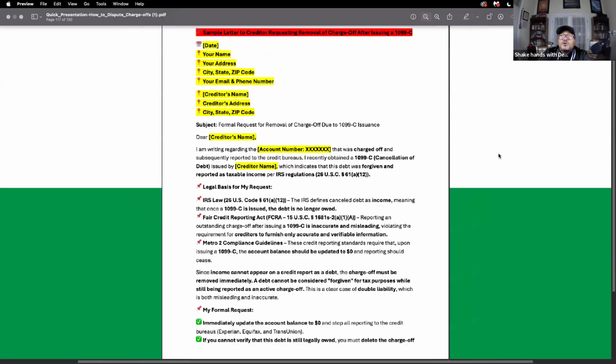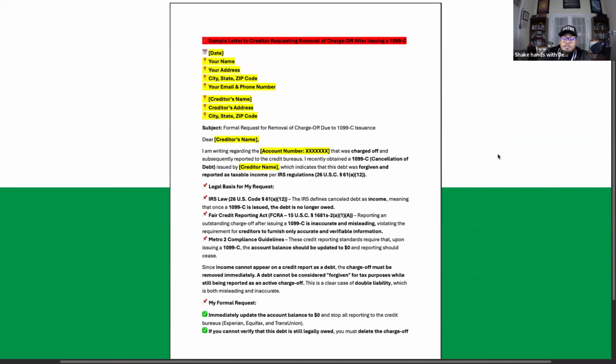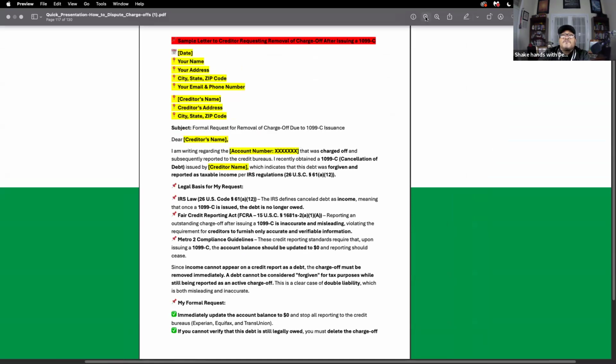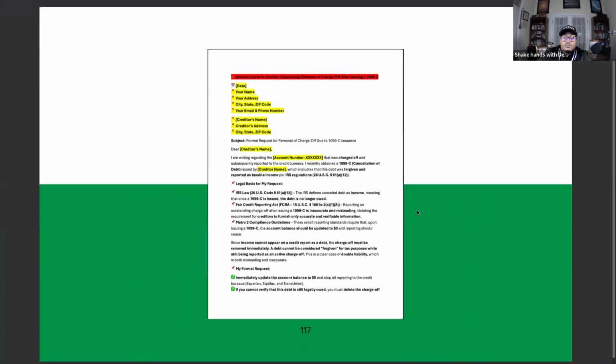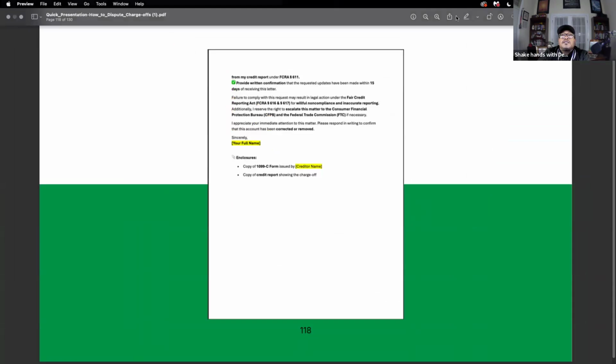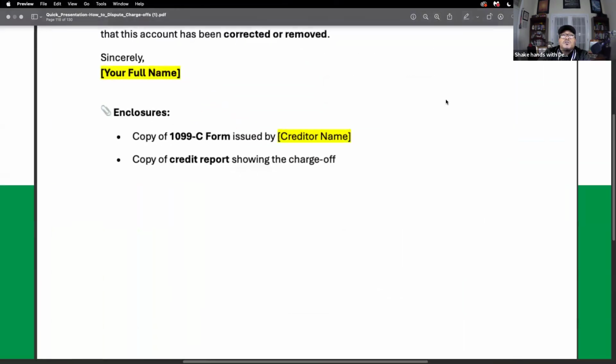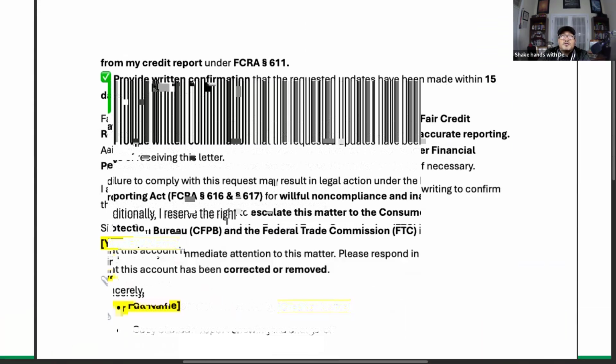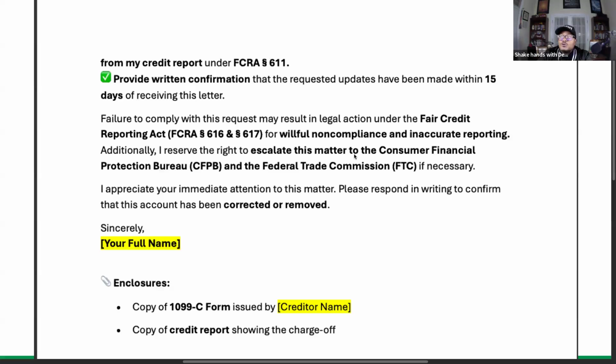Okay, so just for those on YouTube, I'm going to let you see the second part to that letter. Hold on one second. The second page of that letter, I'm going to zoom in so you can see it there. I want proven written confirmation that this request has been made within how long? According to the law, it must be done in 15 days. So those in the community already, literally your credit can be cleaned up.